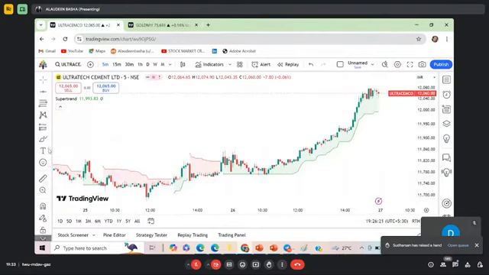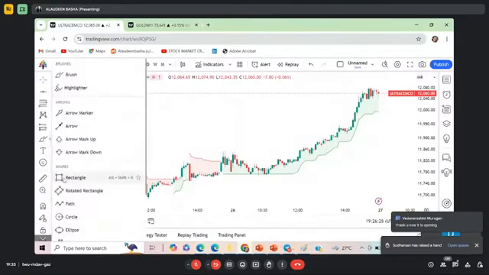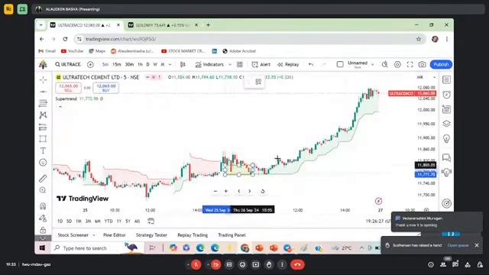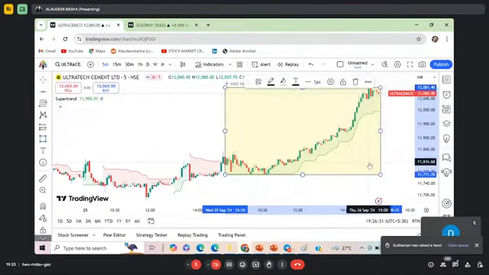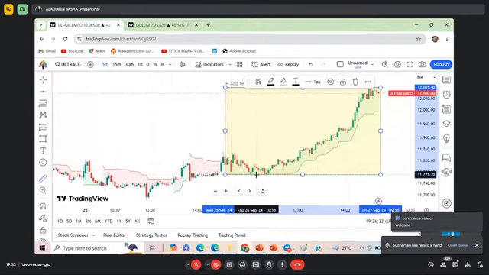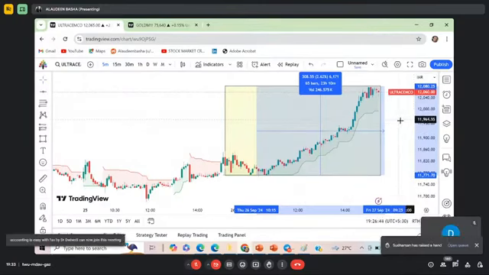Only buy today. There's no sell in Ultratech as per Super 10. Once you are buying here in the morning, you get this kind of profit, almost nearly 300 points, and that means 2.62%. You get the profit today.